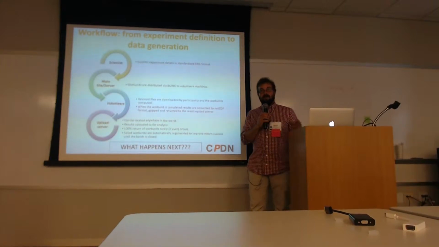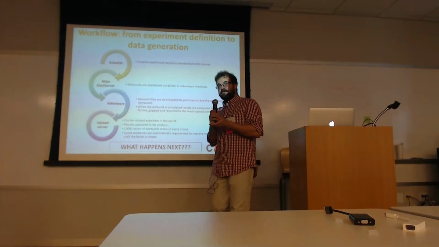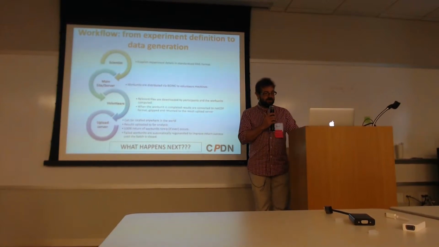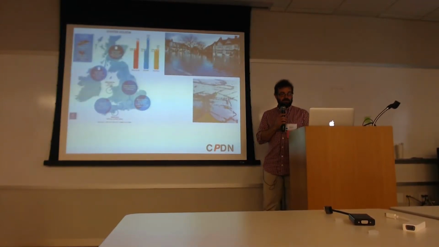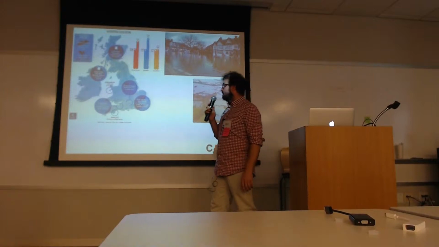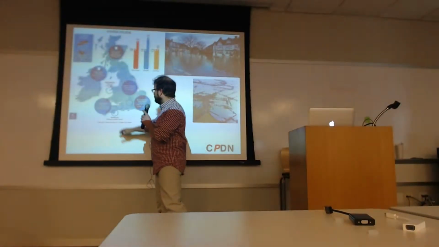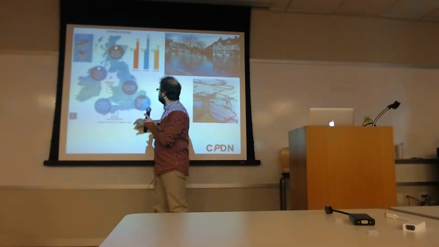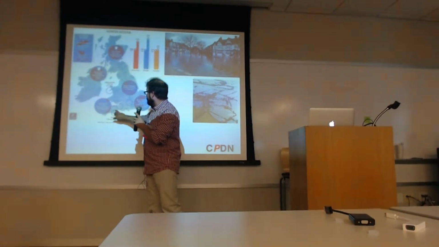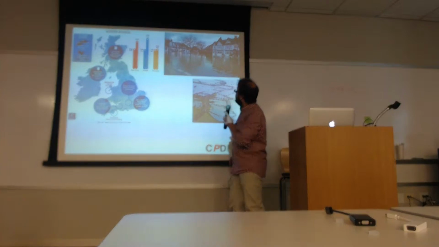But what happens next? What happens when we've got all this data? I'm going to talk you through one particular project, one particular experiment. The winter storms in the UK in 2013 were particularly destructive. We had lots of areas flooded. We had the wettest month on record. We had some of our railway washed away.